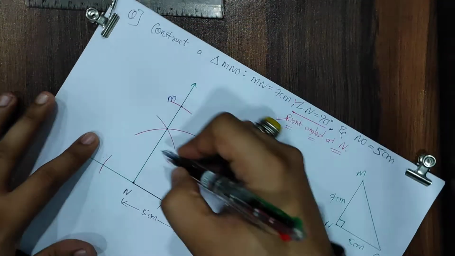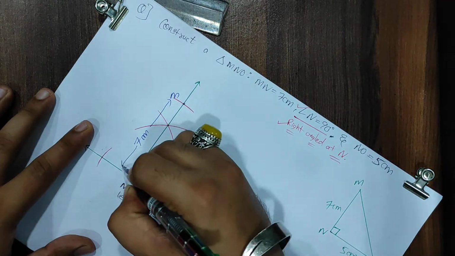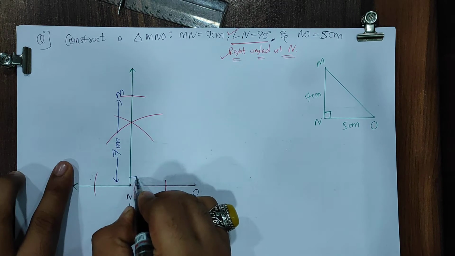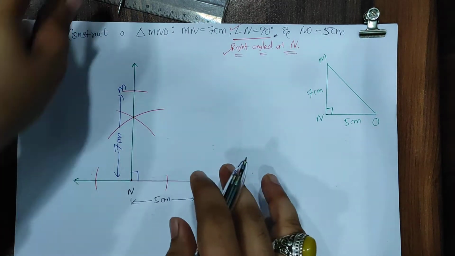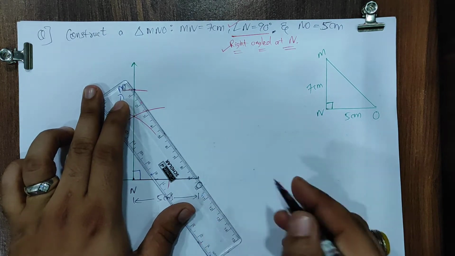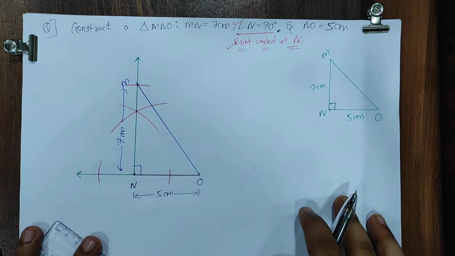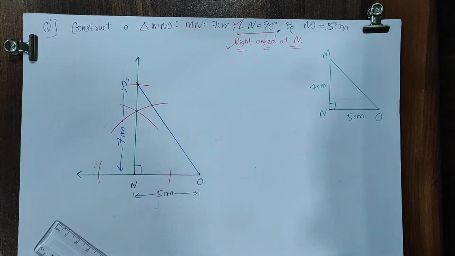And this is how much? 7 centimeter. This is 90 degrees. So a box here. Don't write 9090. Okay, and this we have to connect it, M and O. This is how we should do it, all of you. Pause the video, please, and do it fast, everyone.